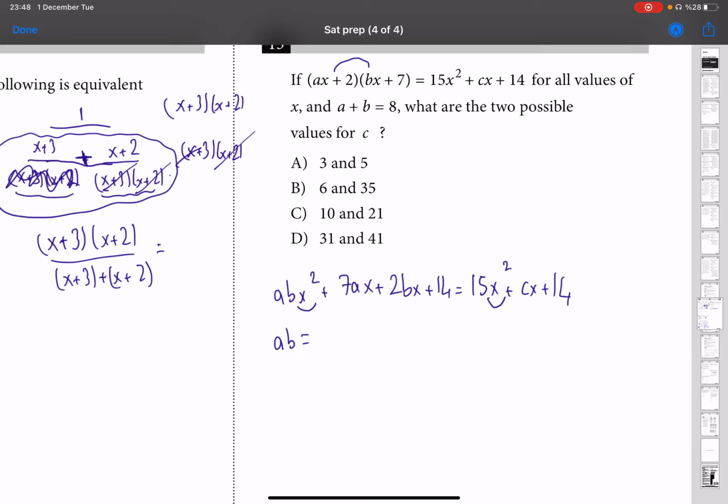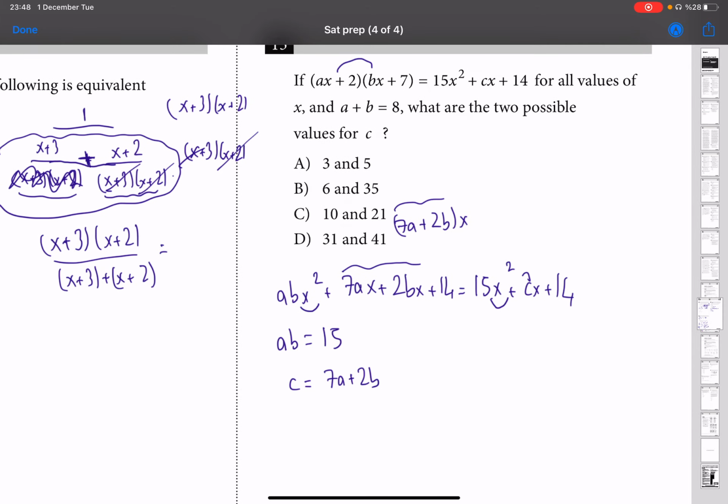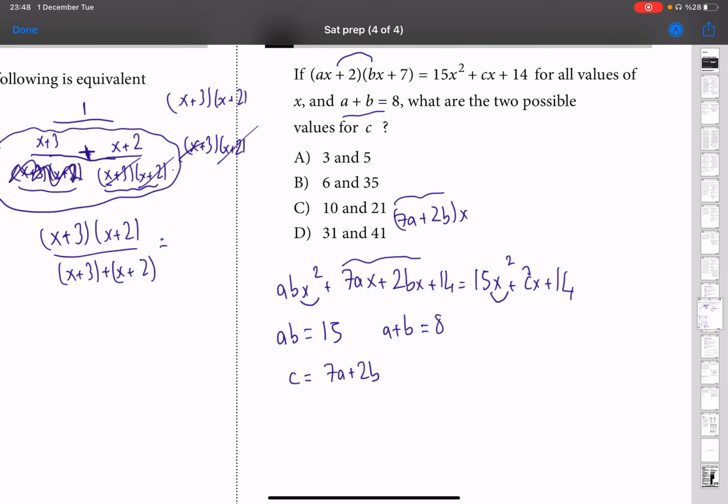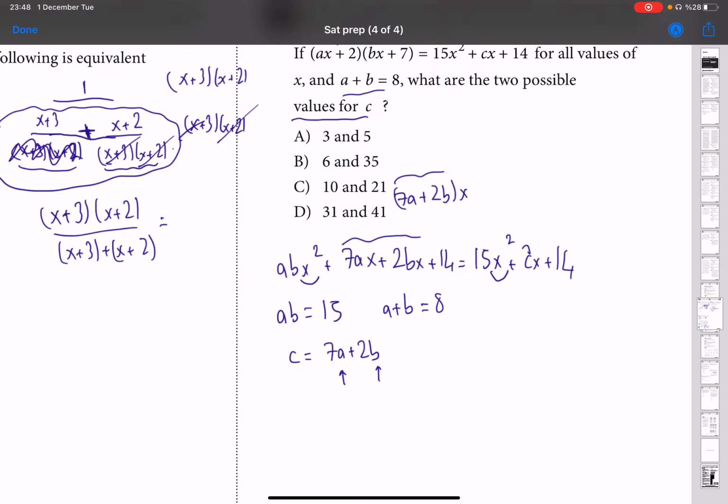So ab is equal to 15, and let's check the first power of x. There is a c here, and let's add them. 7a plus 2b should be equal to c, so c is equal to 7a plus 2b, right? So the question also tells me that a plus b is equal to 8. So I want to find the values of c, but to do this I have to find a and b, right? So let's solve this equation first.